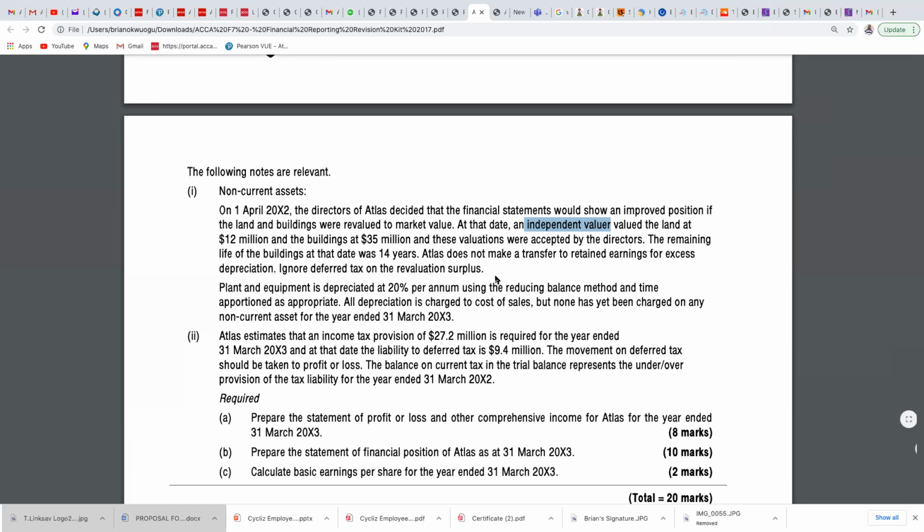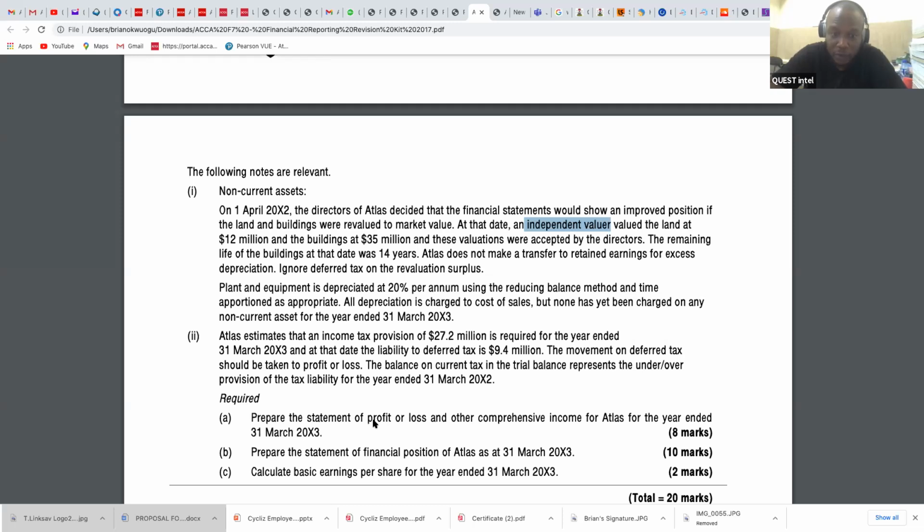Next one, the note 2. Atlas Co estimates that an income tax provision for $27.2 million is required for the year ended 31st March 2013, and at that date, the liability on deferred tax is $9.4 million. The movement on deferred tax should be taken to profit or loss. The balance on current tax in the trial balance represents the under or over provision of the tax liability for the year ended 31st March 2012. Great, very good, outstanding.